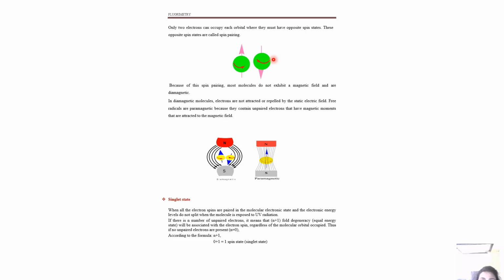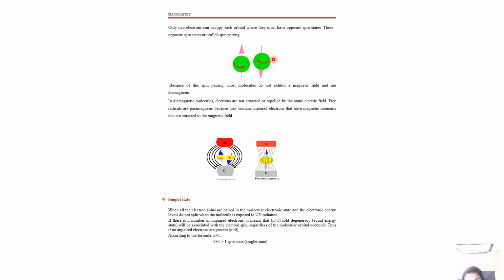Because of the spin pairing, most molecules do not exhibit a magnetic field and are diamagnetic. In diamagnetic molecules, electrons are not attracted or repelled by the static electric field. Free radicals are paramagnetic because they contain unpaired electrons that have magnetic moments that are attracted to the magnetic field. In case of singlet state, all electron spins are paired in the molecular electronic state and electronic energy levels do not split when the molecule is exposed to the UV radiation.